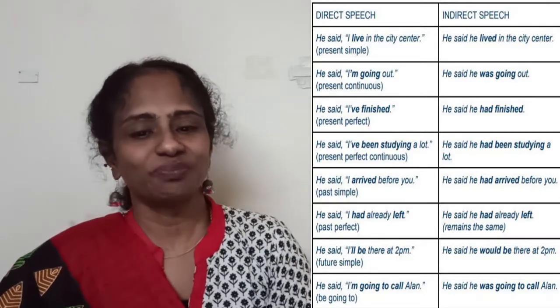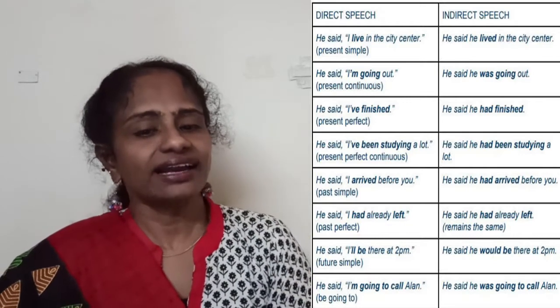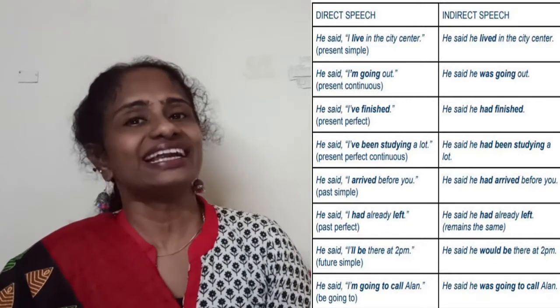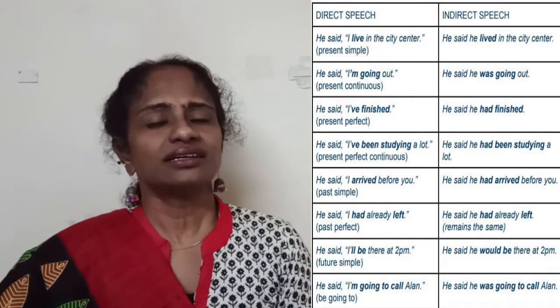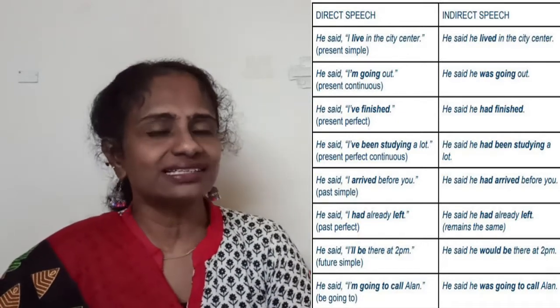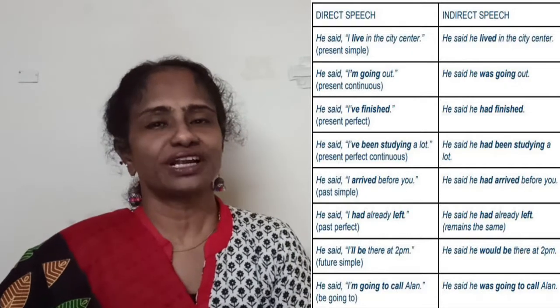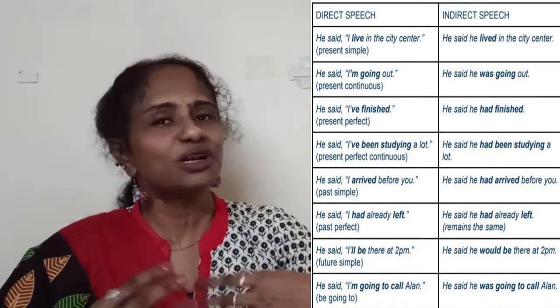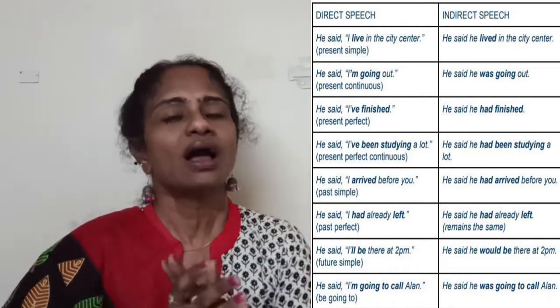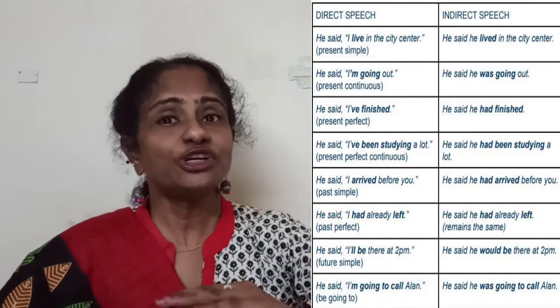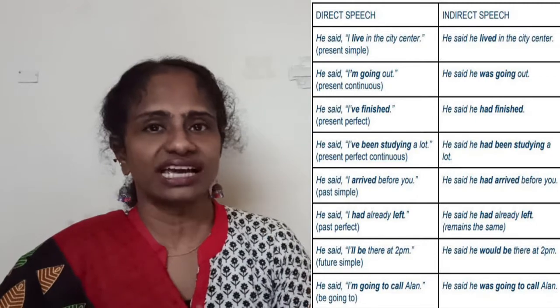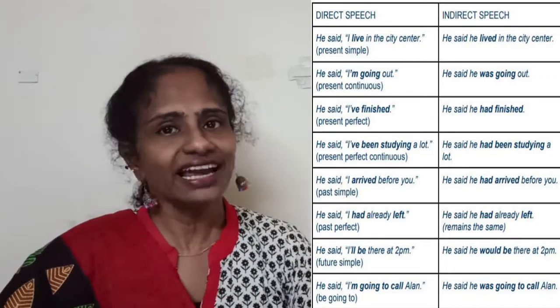Before me. He said, "I had already left." What tense is it? I had already left is what tense? It is already past perfect. So a past perfect sentence will not change. It will remain the same. I am telling you, I had already left. When you are reporting my speech, you will also say, she said she had already left.